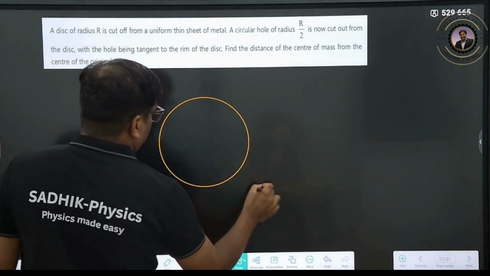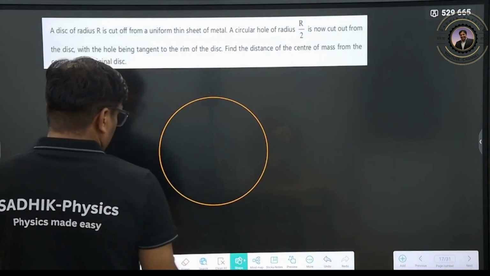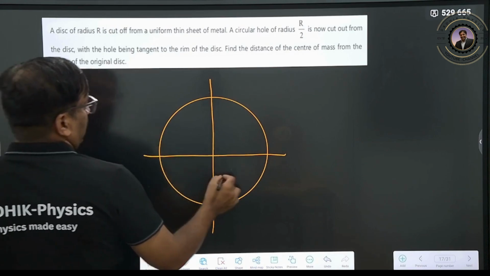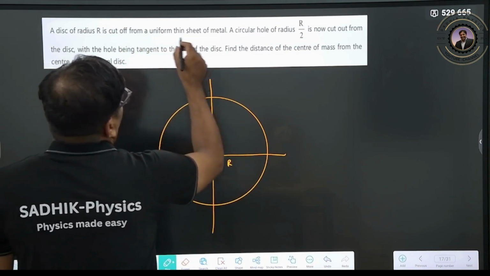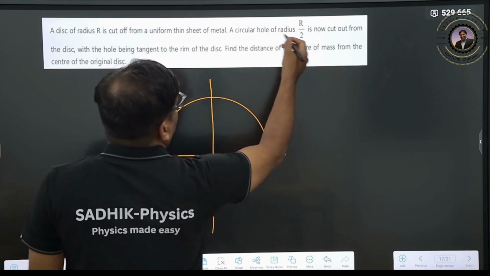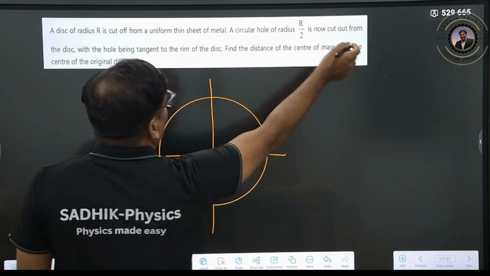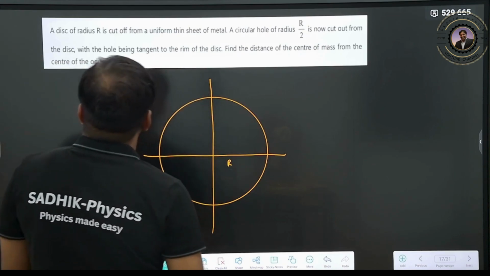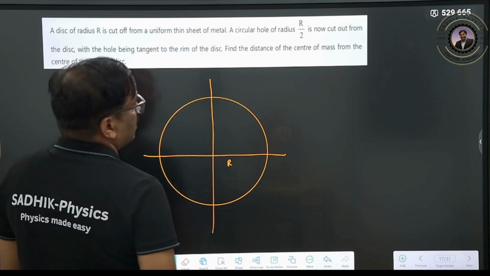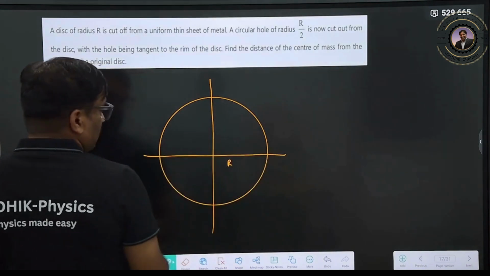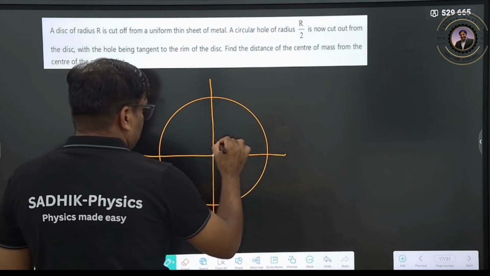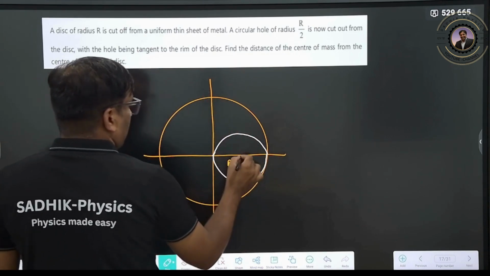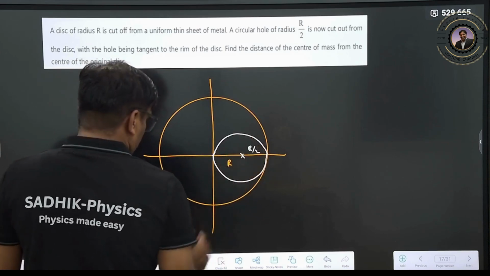Let us take this as your disc, whose radius is r, a uniform thin sheet of metal. A hole of radius r by 2 is cut from the disc, with the hole tangent to the rim of the disc. Find the distance of the center of mass. What is he telling us? He is cutting this part out of the disc. The total radius is r, so this distance is r by 2. Clear?